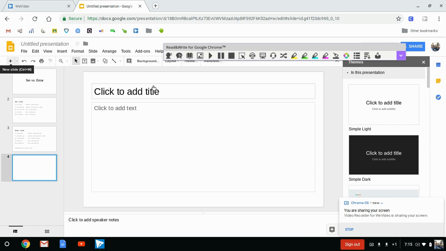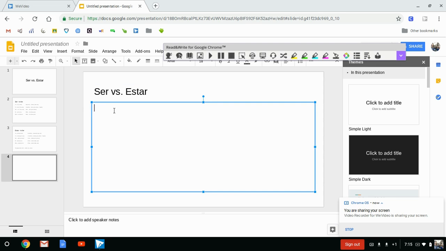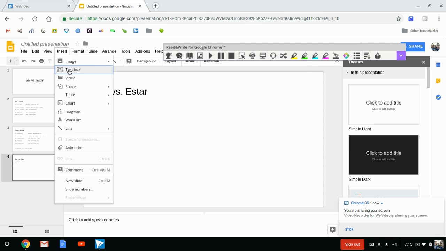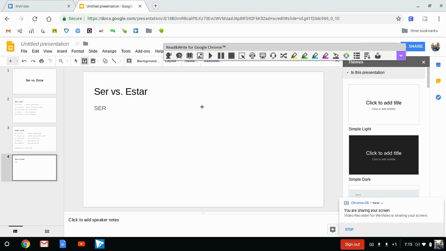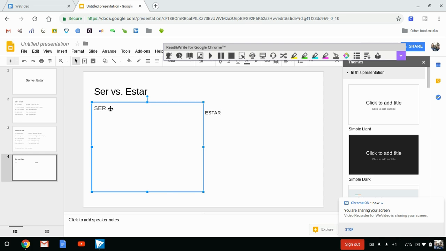Now, here is the difference between ser and estar, and this is where I want you to write some notes in your interactive notebook. So, ser versus estar. Let me add in another box here. So, this side will be ser, and I don't remember how to add that in. Text box, there we go. And this side will be estar.